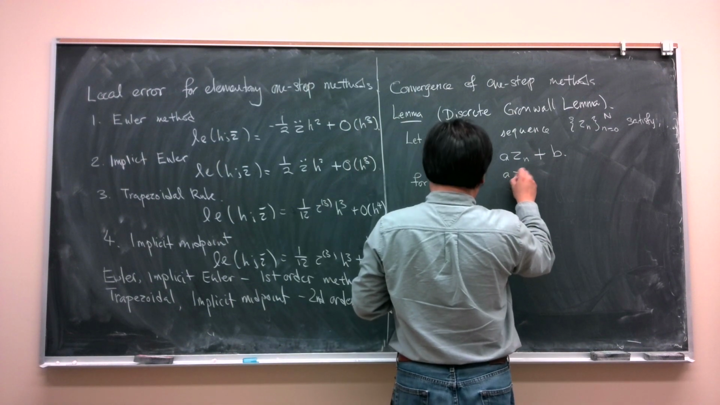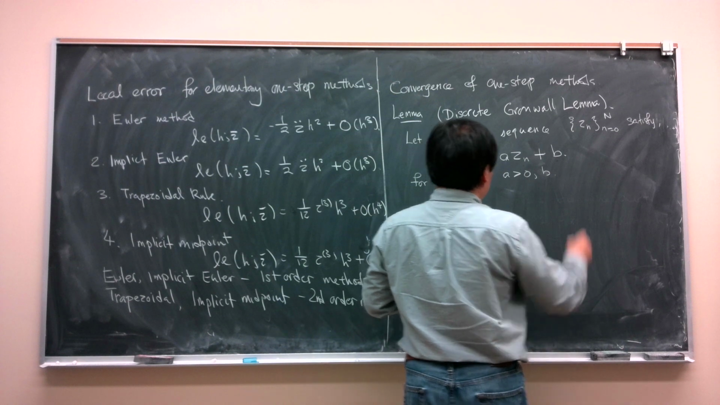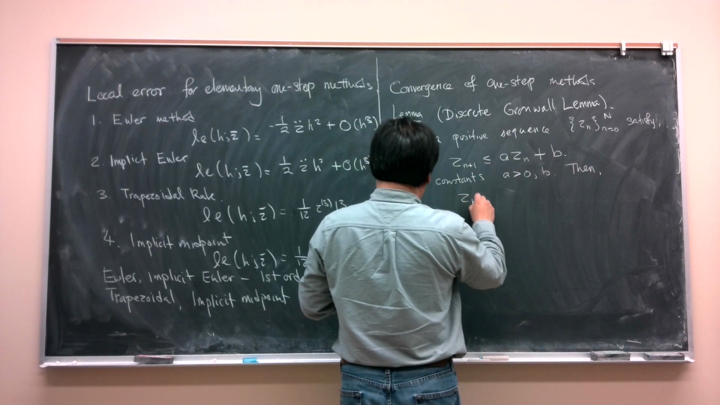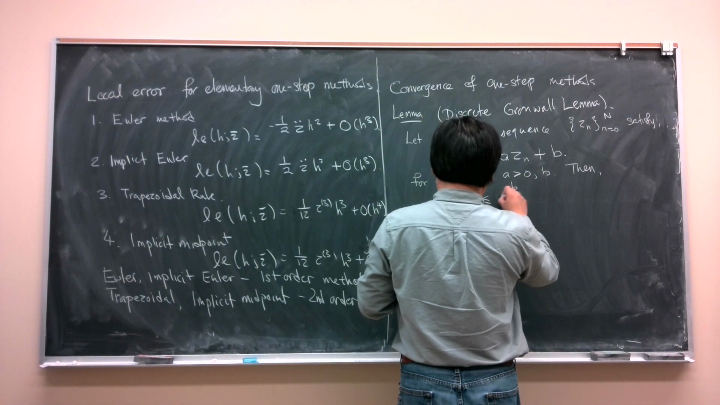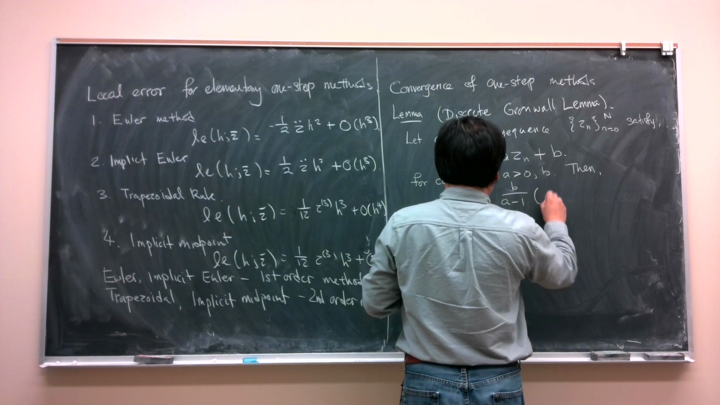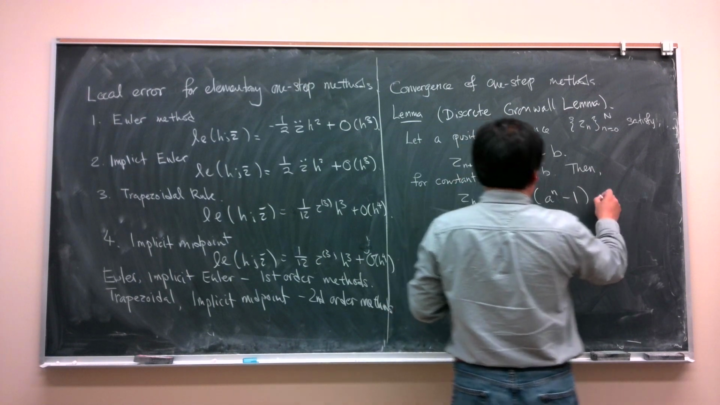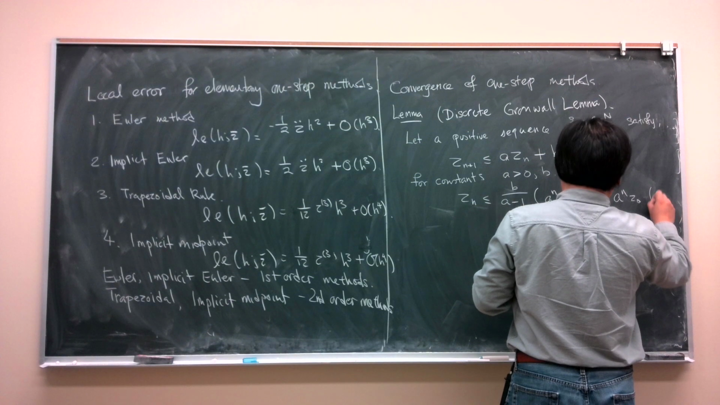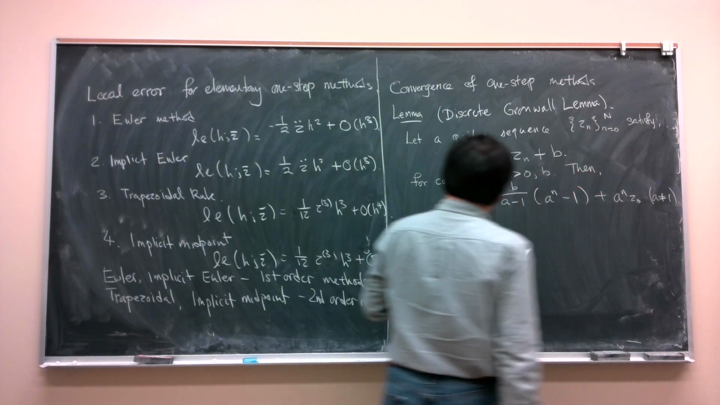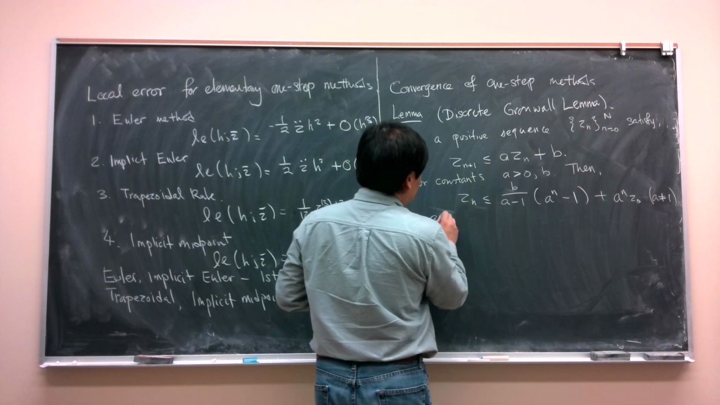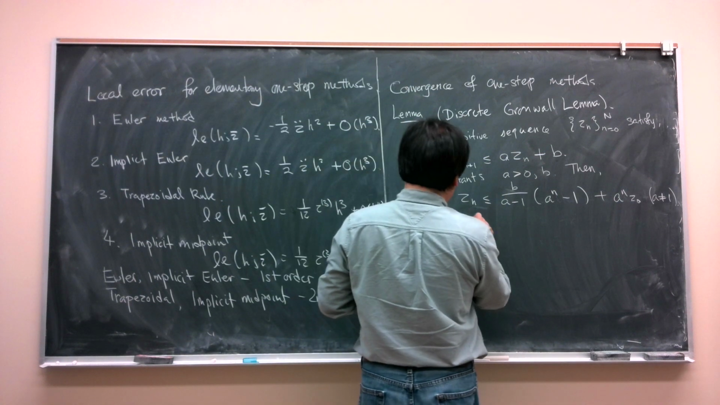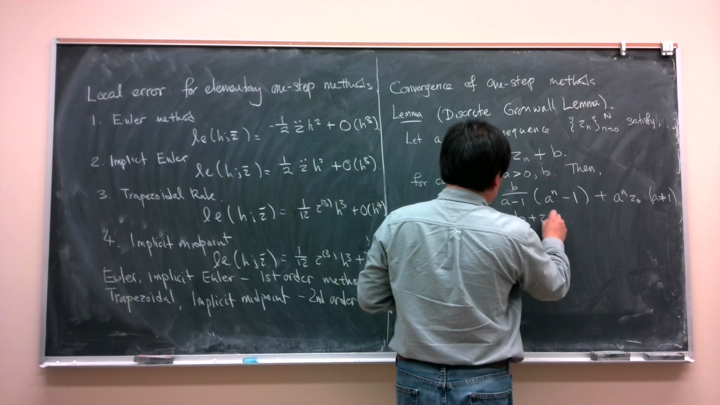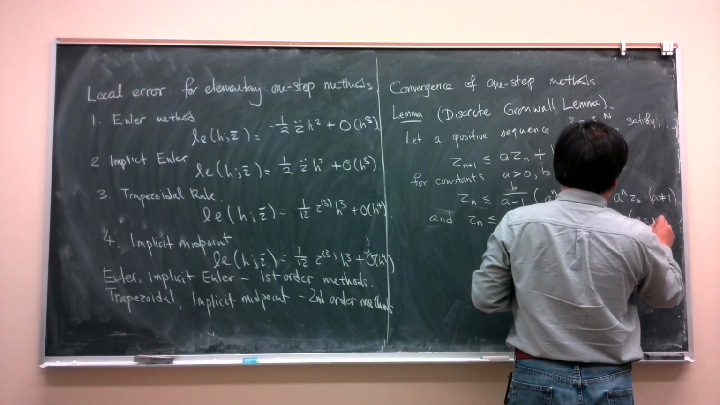Let's say a greater than 0 and some b. Then what happens is that Zn is less than or equal to b over a minus 1, times a to the n minus 1, plus a to the n z0. And this is for the case where a is not equal to 1. If a is equal to 1, then it's a lot easier: Zn is less than or equal to n times b plus z0. This is for a equals 1.